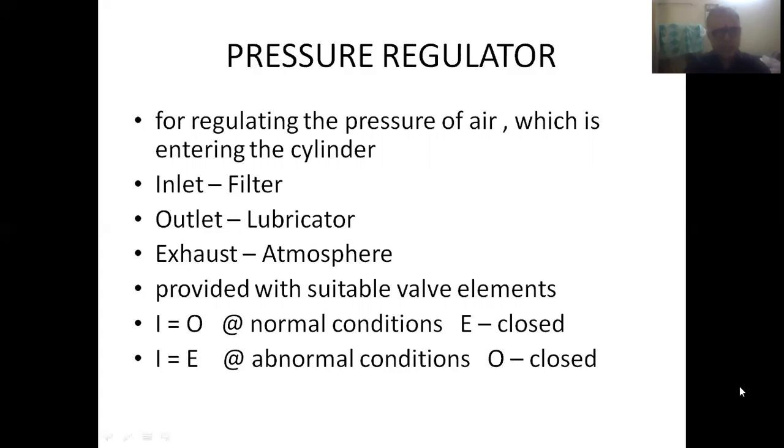So friends, all these elements will be placed inside the regulator. These elements will be operating automatically. Under normal conditions, these two ports will be in contact with each other, and under abnormal conditions, these ports will be in contact with each other. So this position is used for sending normal fluid into the cylinder, and this position is very, very essential for sending abnormal fluid into the atmosphere. So friends, all the operations will be taking place automatically so far as the circuit is concerned.